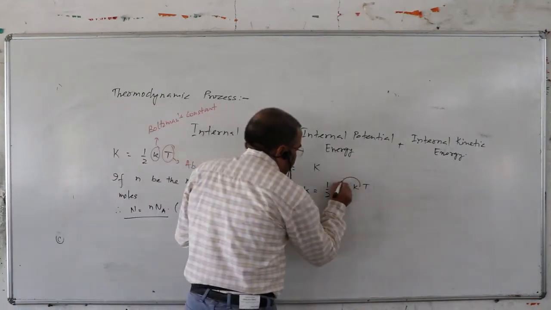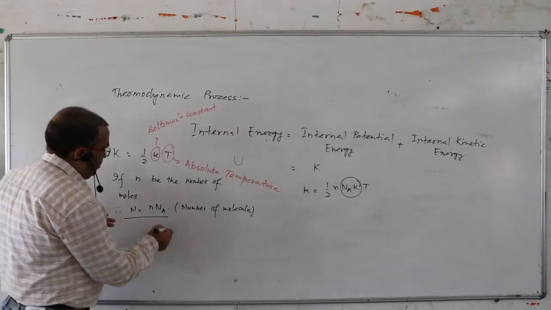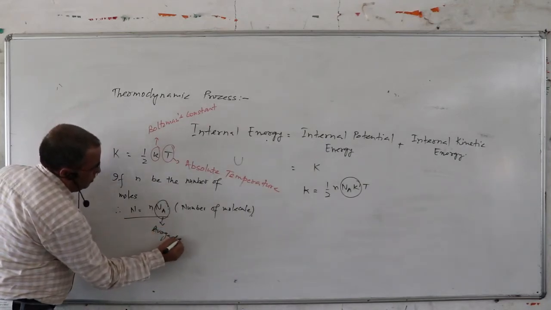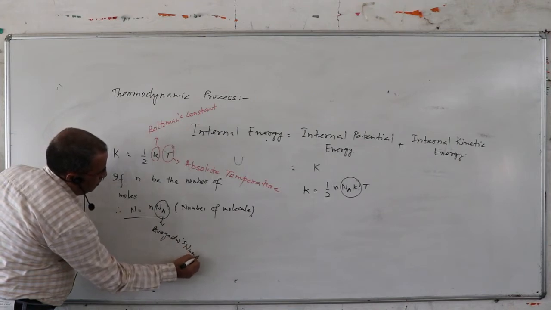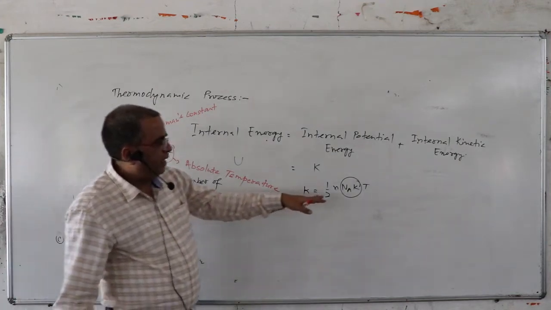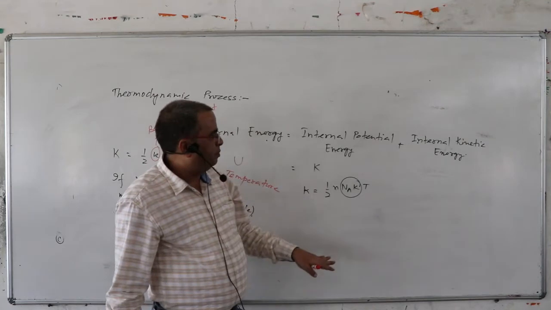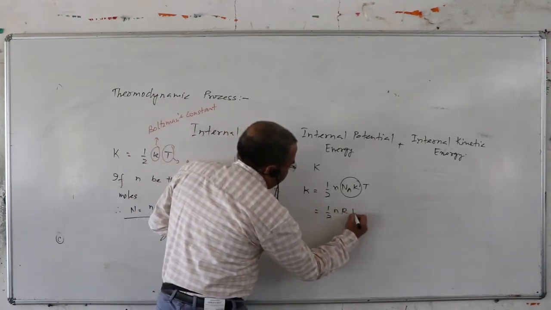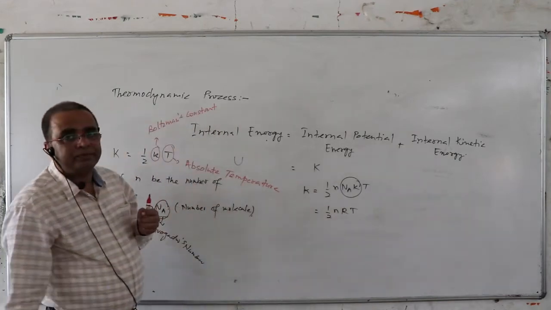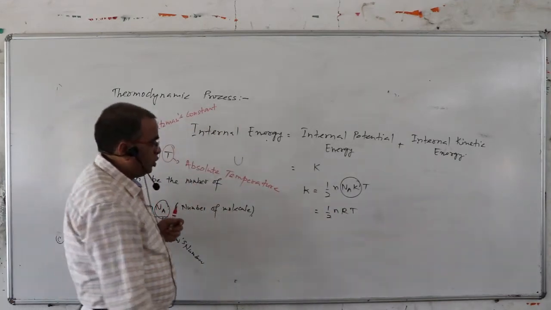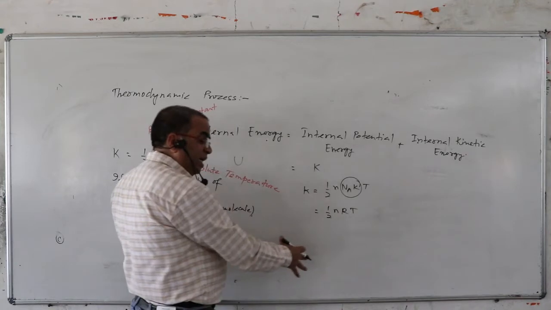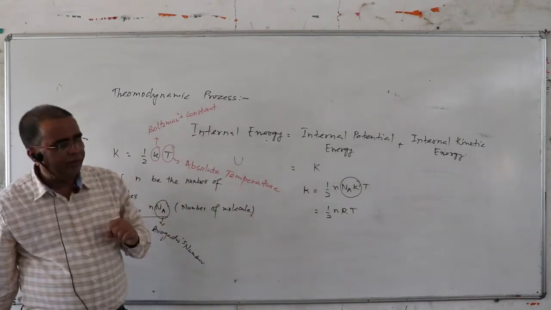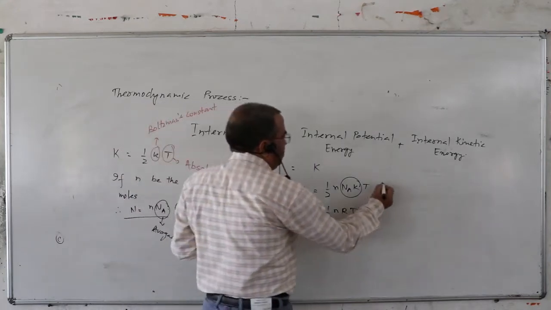Na into K, where Na stands for Avogadro's number, multiplied by the Boltzmann constant, is another constant. We call it the universal gas constant. So this is again the kinetic energy of n moles of a gas per degree of freedom.